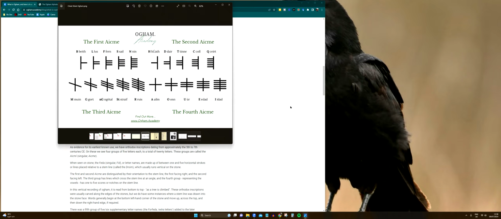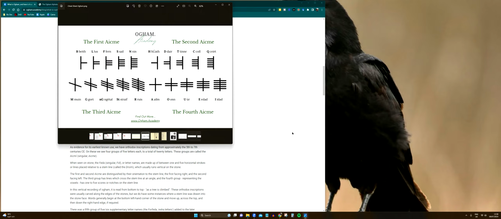7th centuries Common Era. On these we see 4 groups of 5 letters each, to a total of 20 letters. These groups are called the acme, or singular acma. So on your Ogham cheat sheet, what you will find is the first acma, the second acma, the third acma, and the fourth acma.